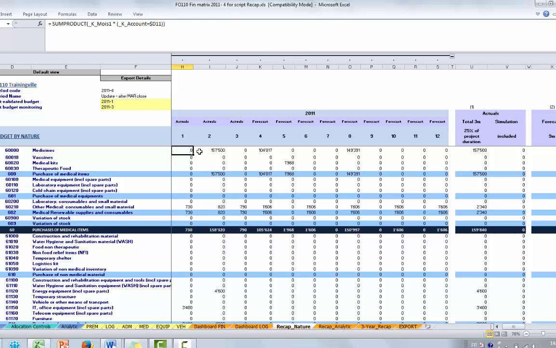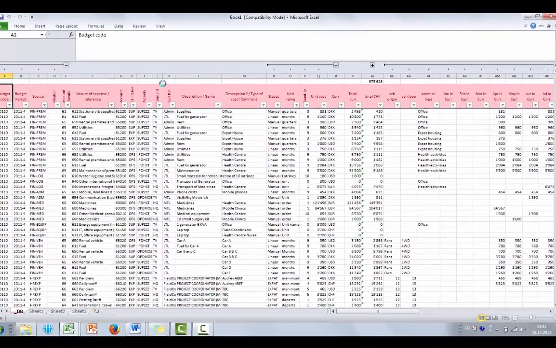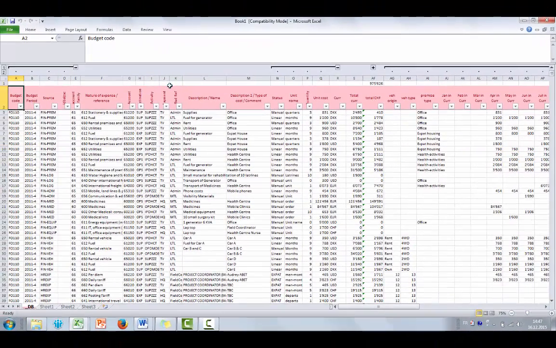For more detailed data, you can directly use the export details. I invite you to use the corresponding video to see how to use it.